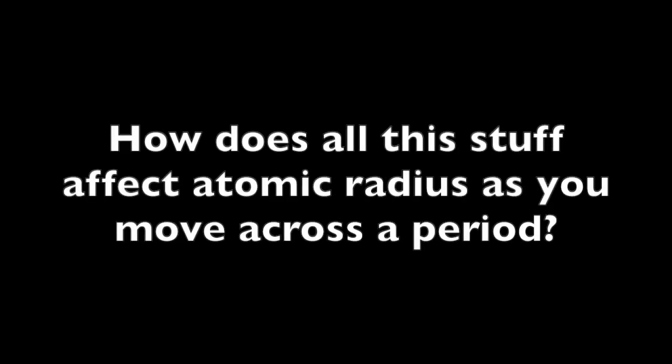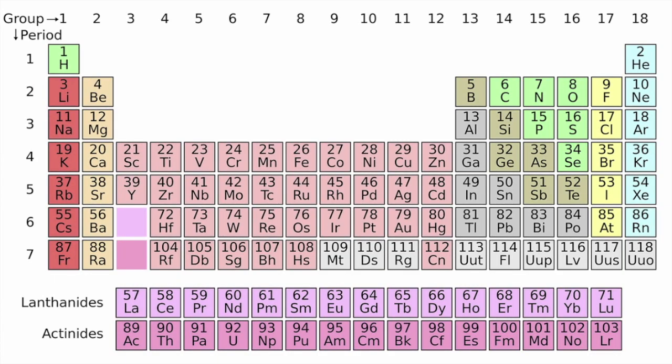Effective nuclear charge is the term we use to talk about the amount of charge the electron really sees. It's the attractive force of the protons in the nucleus minus the shielding or repelling forces of the core electrons. So let's talk about how all this affects atomic radius inside a period. We'll look at the second row elements again, starting with lithium.